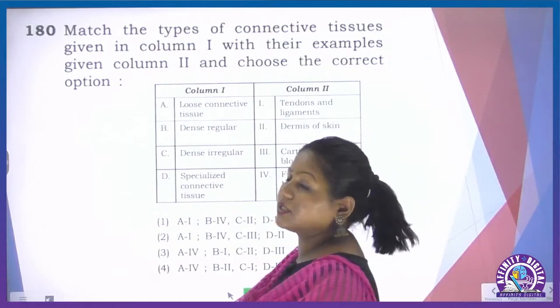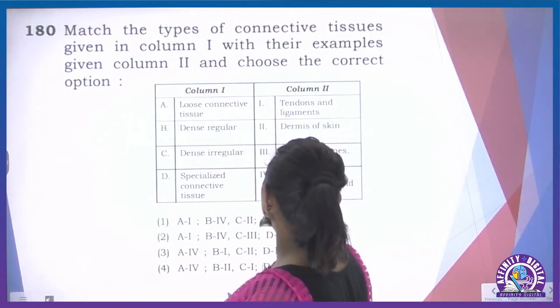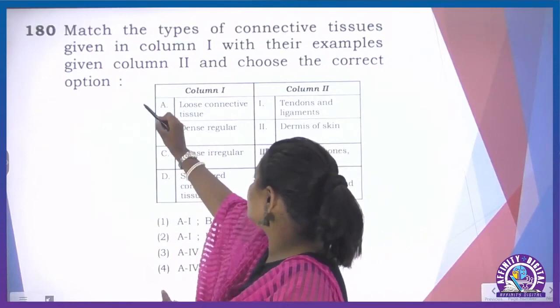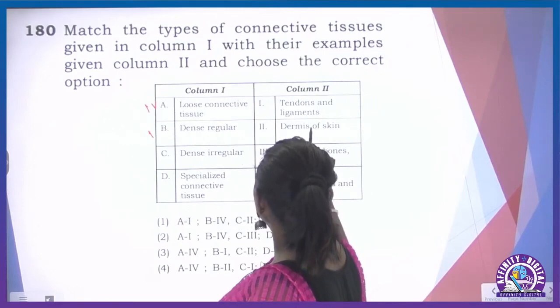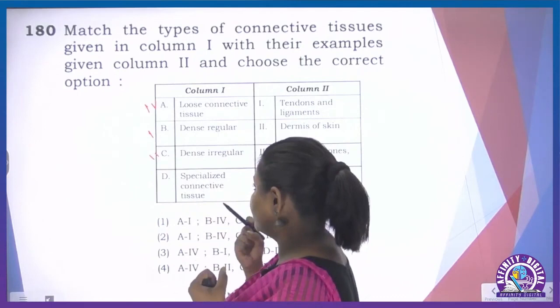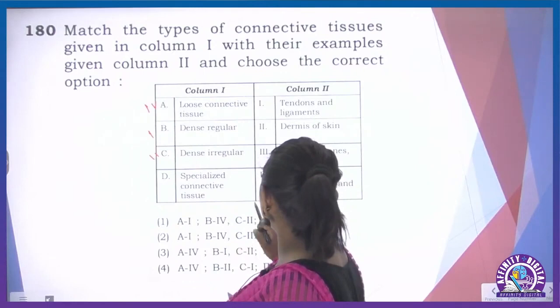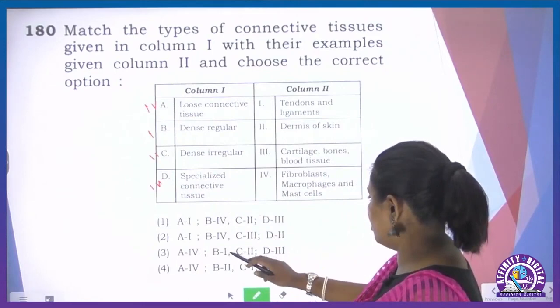Question number 180. So this is again match the following. Is type ka question pehle bhi tum logo ne dekh liya hai. So loose connective tissue are those which are fibroblast, macrophage and mast cell. Wahi pe milta hai. So we will go with the 4 option. Dense regular. Dense regular is the tendon and ligament. That is 1. Dense irregular. That is the dermis of skin that will give this tendency to the skin. Then the specialized connective tissue will include number 3. So it will be 4, 1, 2, 3. We will go with the 3rd option, that is the correct one.